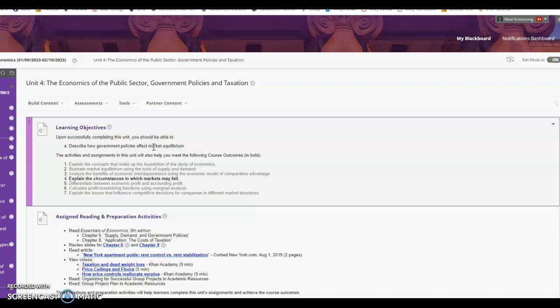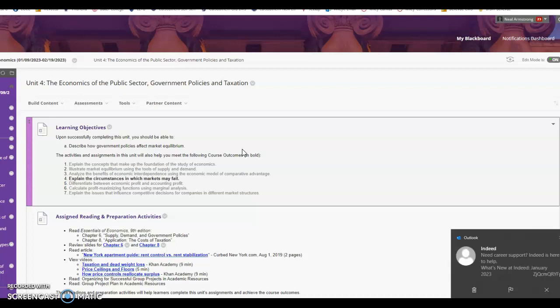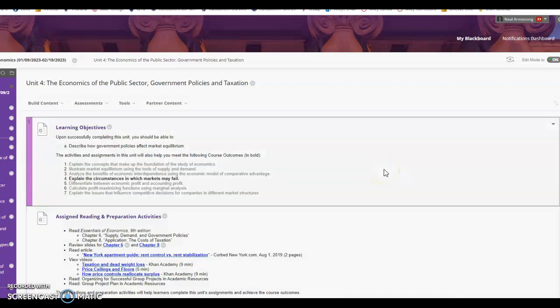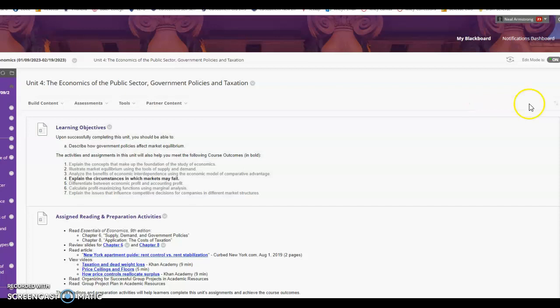This week, we're going to be talking about the economics of the public sector, government policies, and taxation. What we're trying to gain this week is to really understand how government policies affect market equilibrium. The government goes in there to make a change in their policy, and then we're going to see how things move on from there. Many times, the reaction of the market to what the government does is either negative or positive. We're going to look at taxation, supply, demand, and how government policies flow from there.